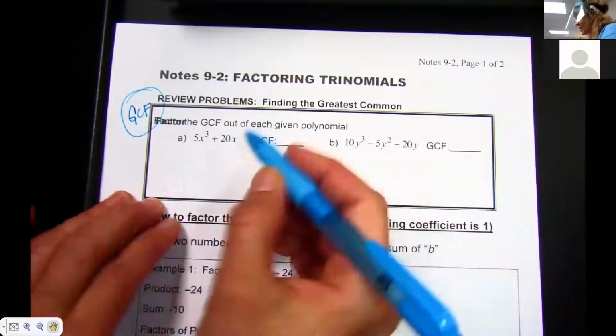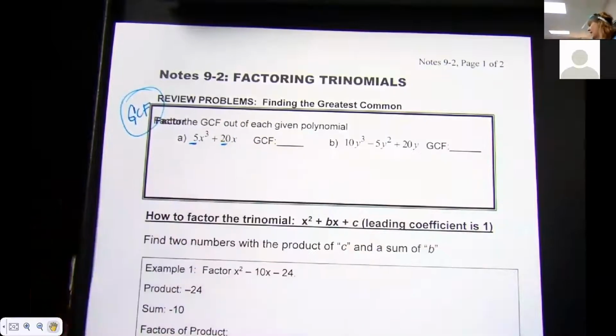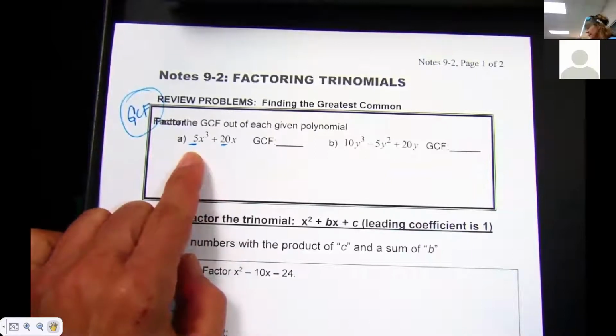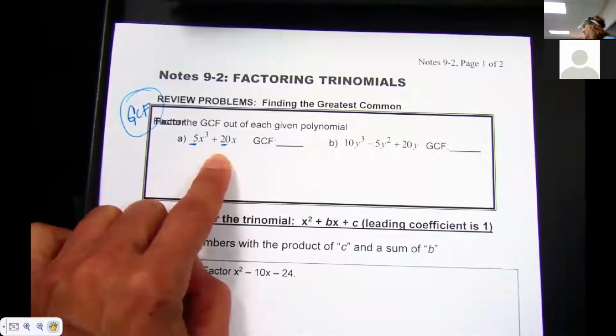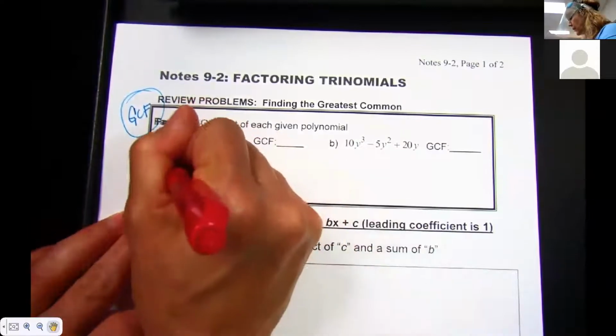All right, so what we're going to do is first look at the 5 and the 20, and we're going to take out the highest number that they have in common. 5 goes into itself once. 5 also goes into 20 four times. So if you find a number that goes into both of them, we're going to take that out.